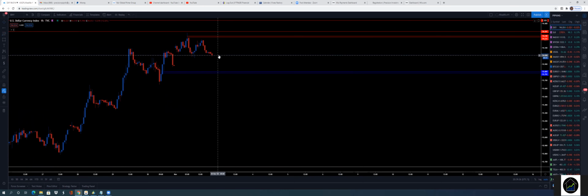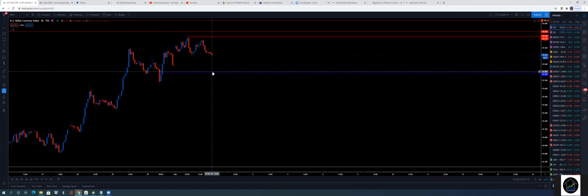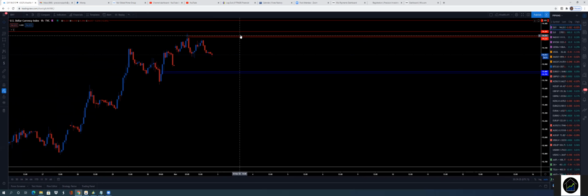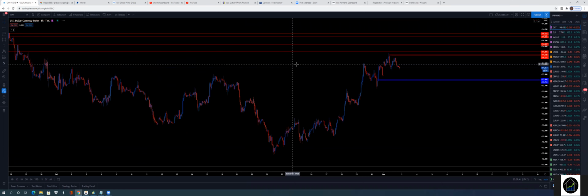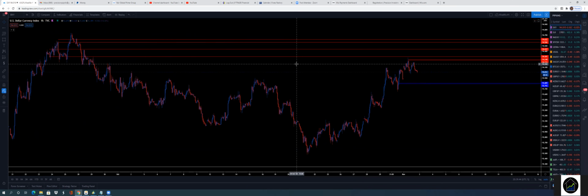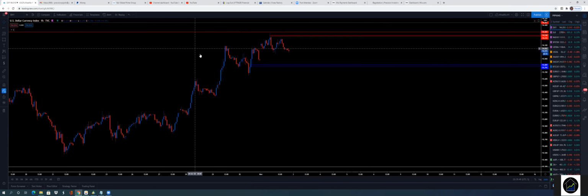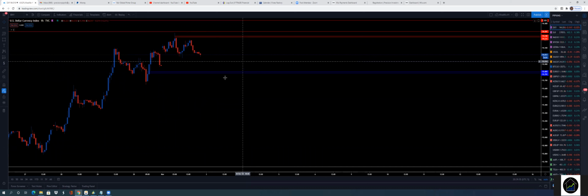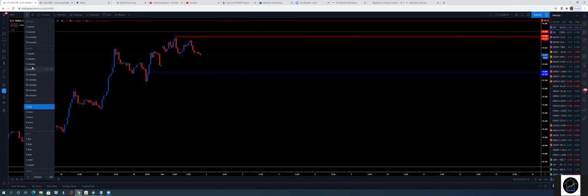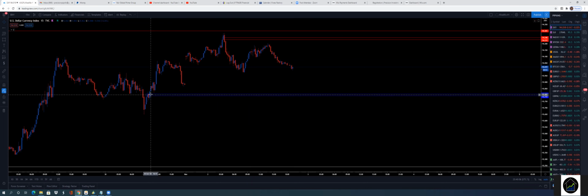Yeah, so I definitely want to see it come on down, fill in this gap, and then come on back up and keep pushing up. So we'll see how I react if and when it gets to this level here.